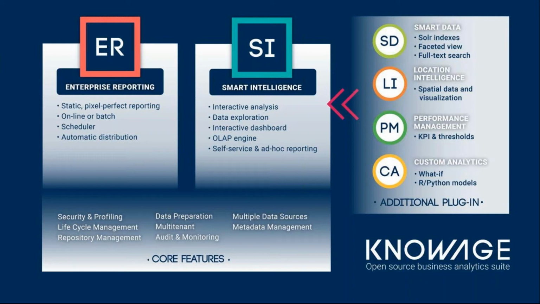Smart data allows you to use Solr indexes and to do full text search. Location intelligence allows you to use spatial data and visualization to plot your data on maps. Performance management allows you to do KPIs, managing KPIs and thresholds, and then custom analytics to do advanced analytics, for example with R and Python.